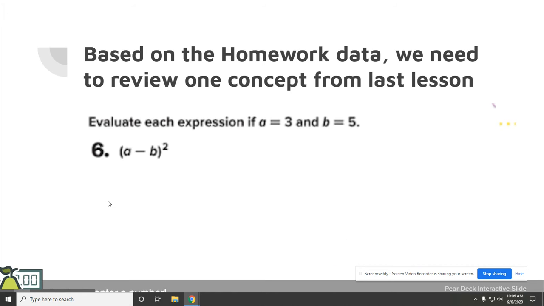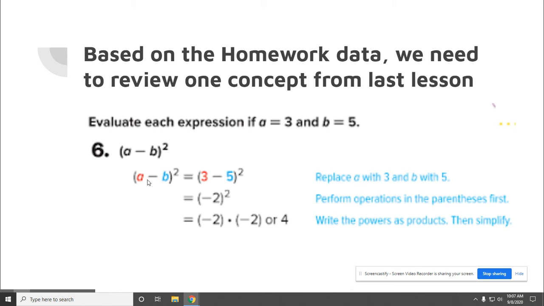Number 6, take a moment to do this on your own. Again, you should pause it if that's not enough time, which I'm sure it wasn't. 3 minus 5 is -2. -2 squared is 4. Make sure you do everything in parentheses. When the square is outside the parentheses, you do everything inside first, then you use the exponent for whatever's inside.